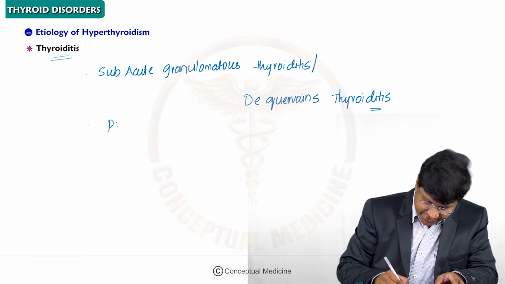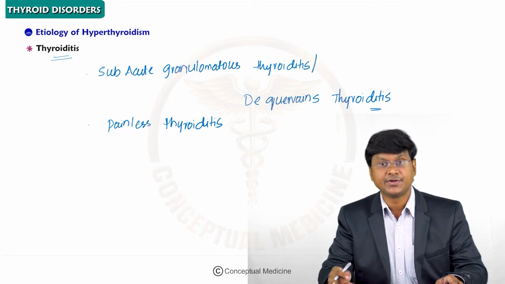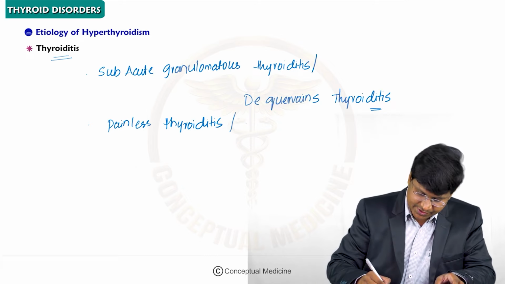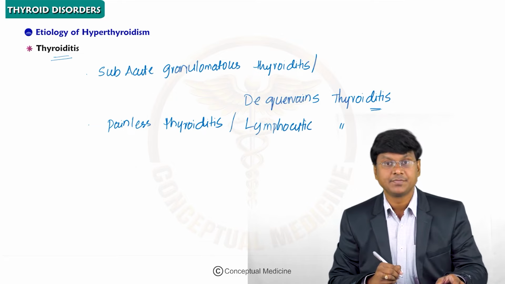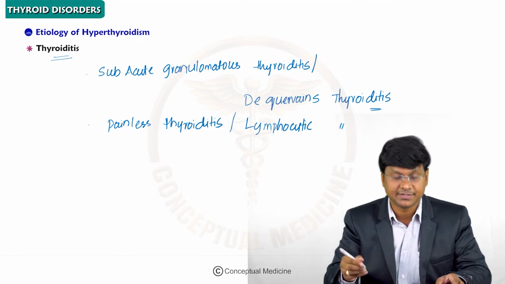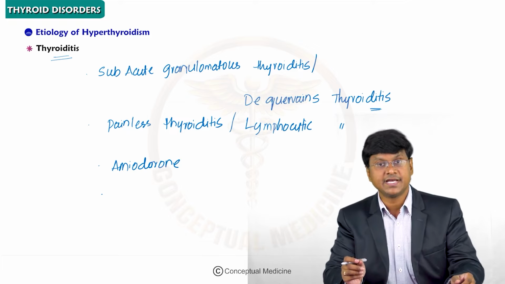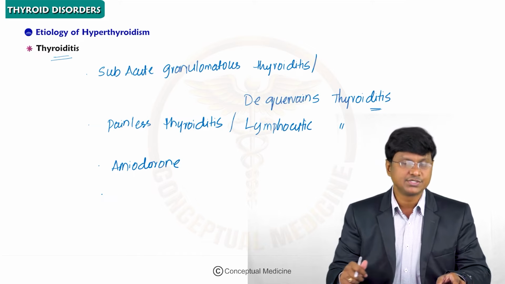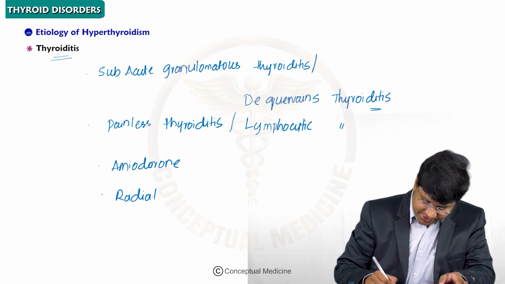Now we have another form of thyroiditis called painless thyroiditis. This painless thyroiditis, which is also called silent thyroiditis, is due to lymphocytic infiltration, which we call lymphocytic thyroiditis. Then we have a very important drug which can induce thyroiditis and make the individual land up in hyperthyroidism, that is amiodarone. Amiodarone is a class 3 anti-arrhythmic drug. It can cause both hyperthyroidism as well as hypothyroidism. So, amiodarone induced thyroid disorders, we will discuss in detail again. Then we have radiation thyroiditis.